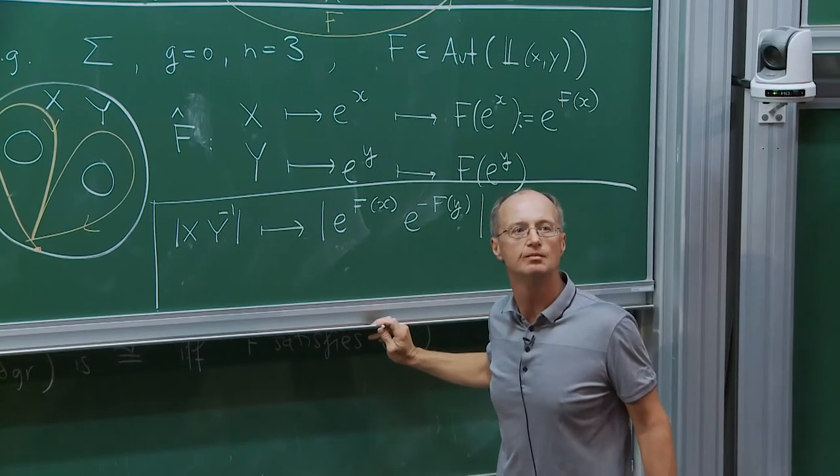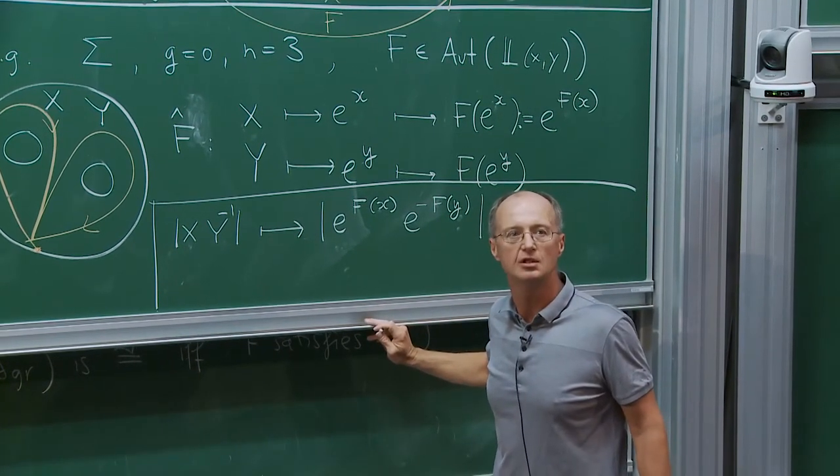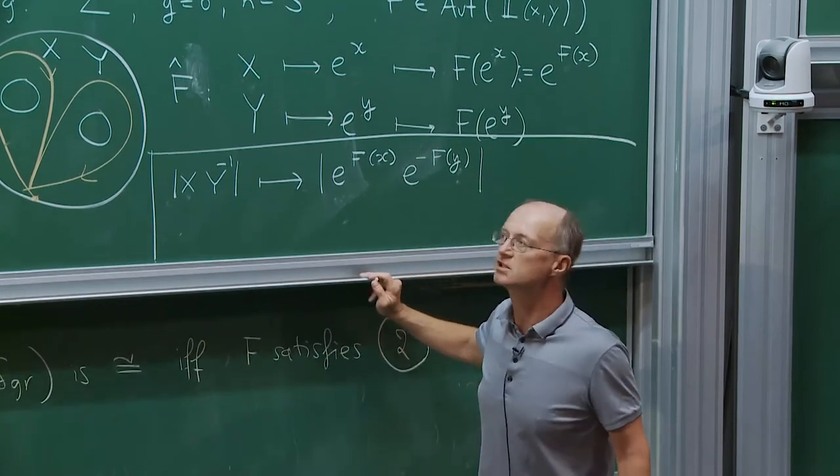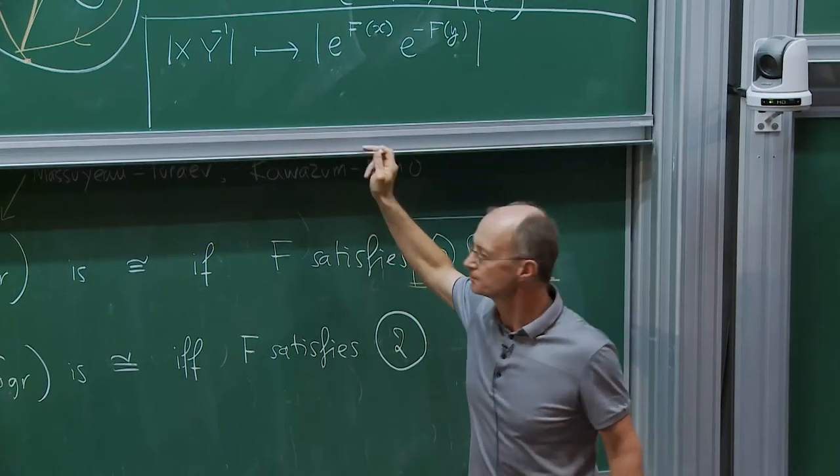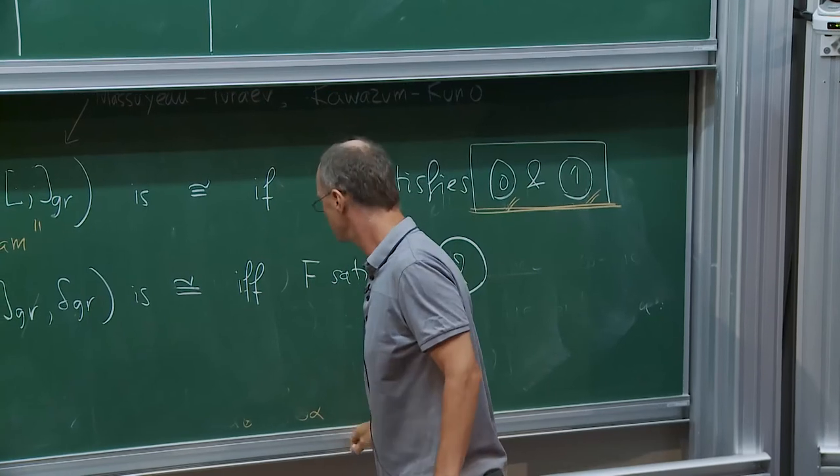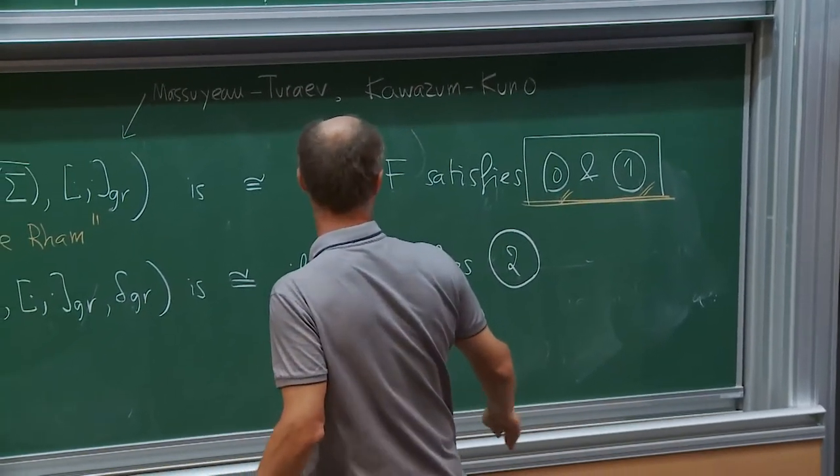So the big X is a loop, so the small x is a homology class corresponding to this loop. Right.